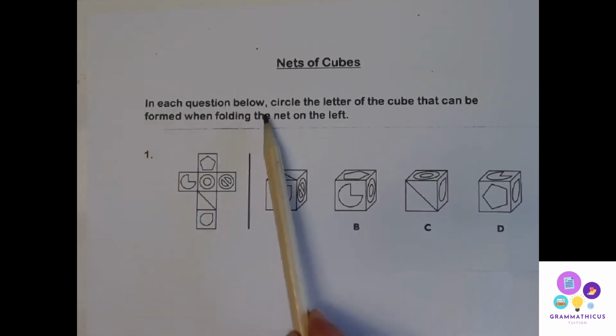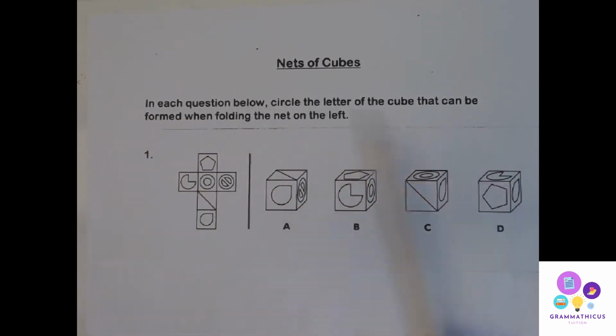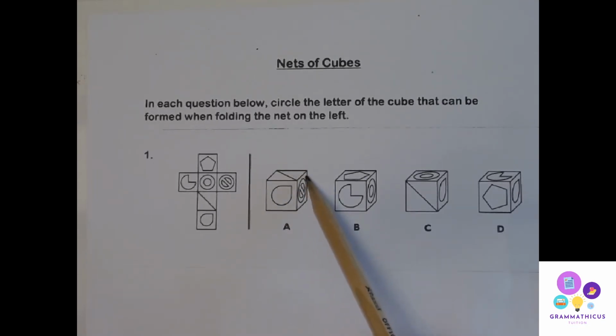In each question below, circle the letter of the cube that can be formed when folding the net on the left. So we've got to look at the net here and see which of these would be the folded net. Now, what we need to consider first are opposite faces, because of course opposite faces cannot be adjoining. For example, the almost lemon shape here, the opposite side of that would be hidden around the back of here. So if we identify the opposite faces, we can identify which of these cubes it cannot be.